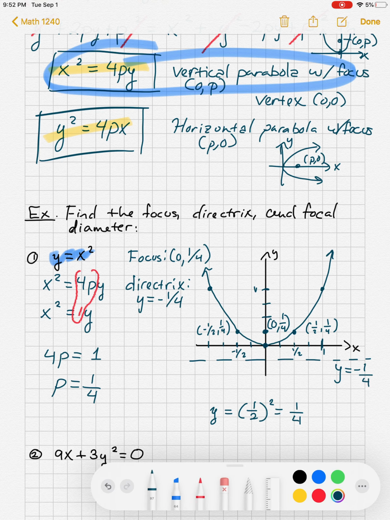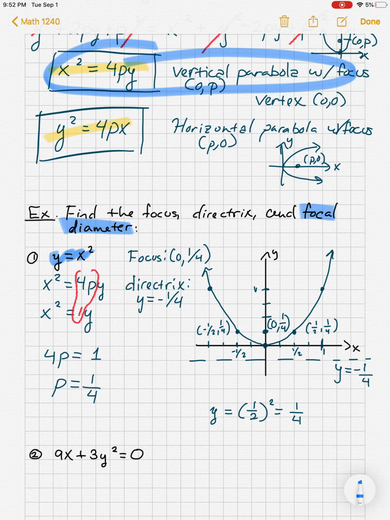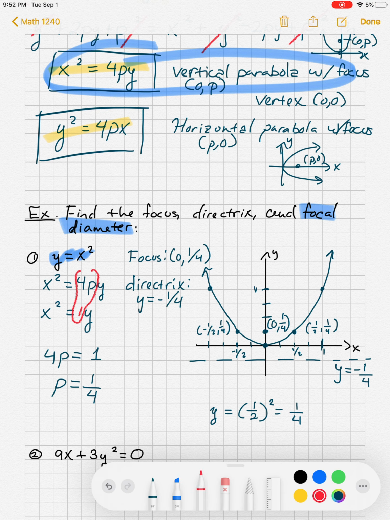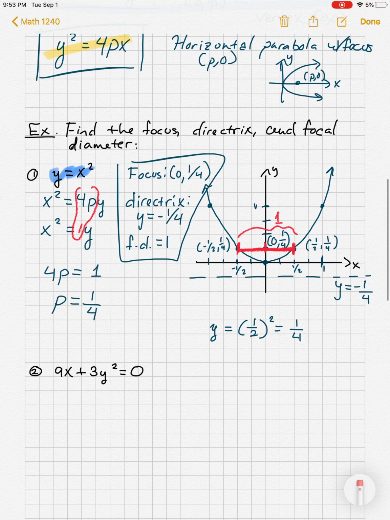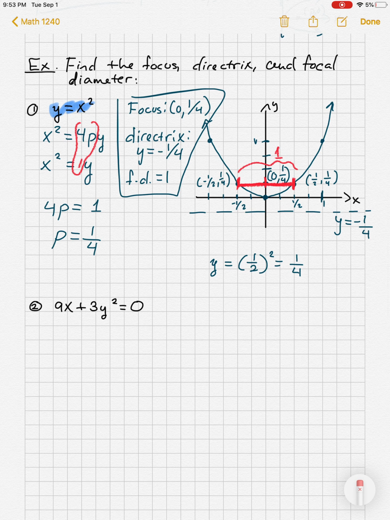Let's see if I can answer the last question. So find the focal diameter. So that means if I go right through the focus here, what is the length of that diameter? Well, that's pretty easy, right? I have a 1/2 plus another 1/2. So that focal diameter, that length there, would be a total of 1. So we'd say the focal diameter is 1. So there are all the answers, and we drew the graph as well. Scroll down to the next one.